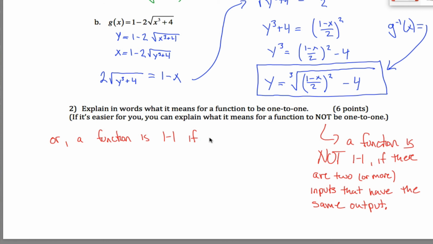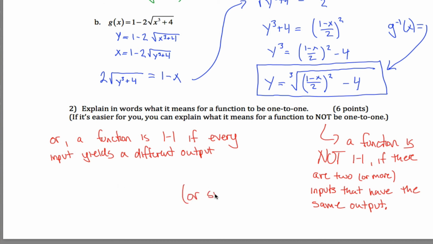if every input yields a different output. Maybe I'll just write or similar, because I'm sure everyone's going to word things a little bit differently. Yeah, I think that's good. I think I'm going to call that good here and end these solutions.